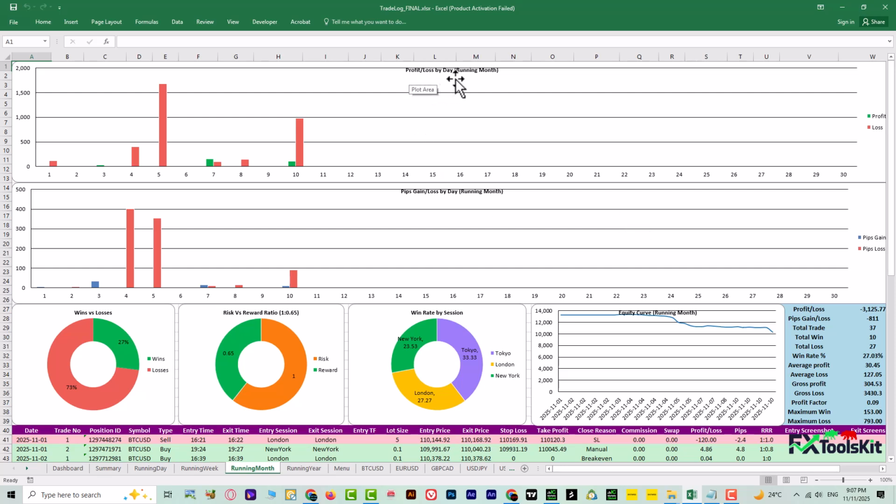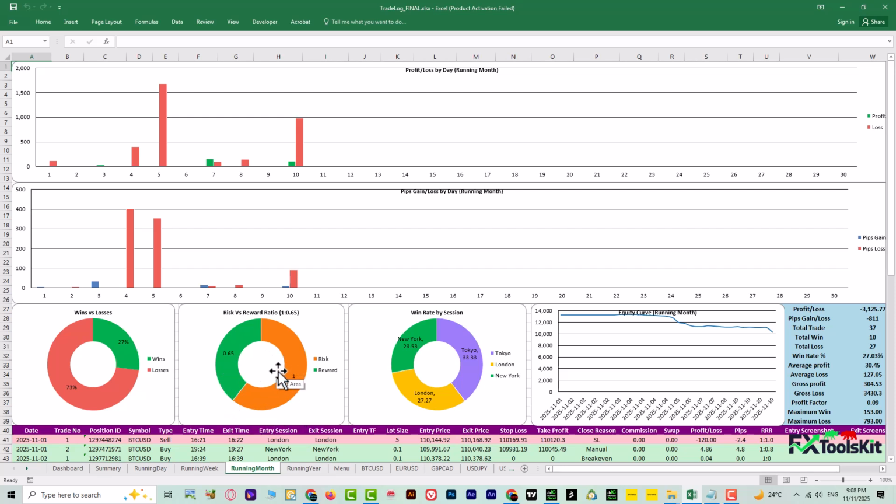In the profit loss by day bar chart, it will show how much you profited or lost each day. In the pips gain loss by day bar chart, it will show how many pips you gained or lost on each day's trades. In the win versus loss pie chart, it will show the win and loss percentages for your overall trades in the running month. In the risk versus reward ratio, it will show the overall risk to reward ratio for your trades in the running month.